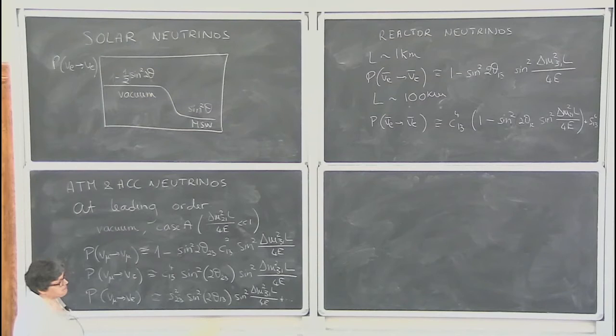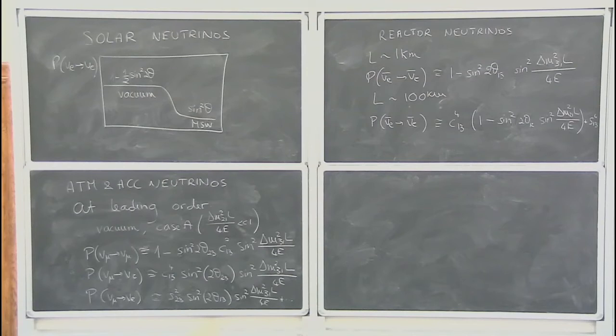Some experiments have a sufficiently low threshold that they can see these pp neutrinos. And Borexino, which is the experiment which is currently running, is trying to test this intermediate region, which is interesting because it's the transition region between vacuum and the MSW effect, around 1 to 2 MeV.